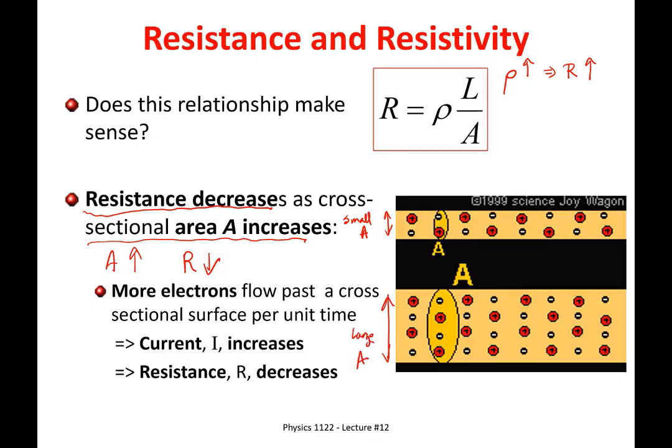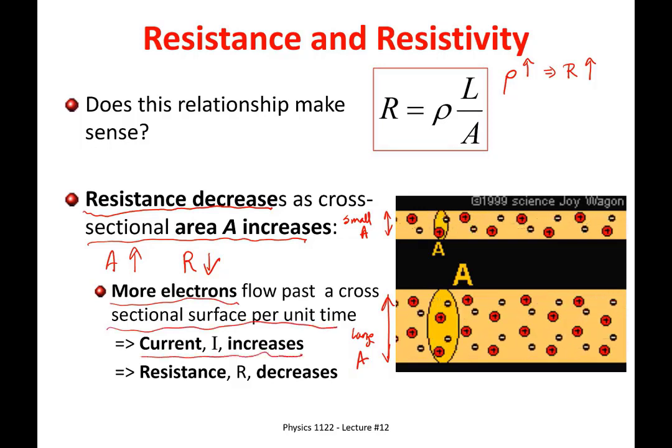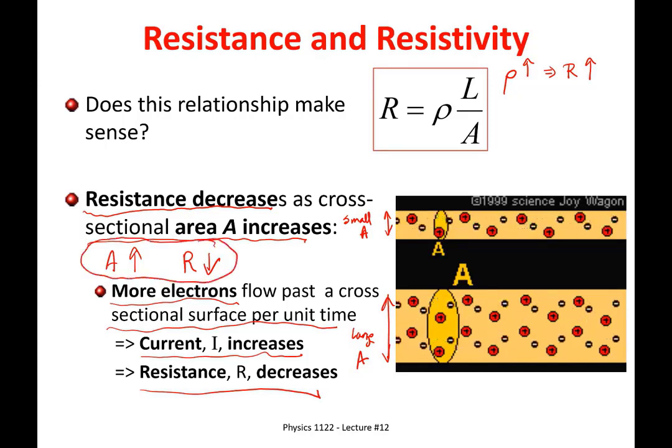And some positive ions are shown and then some conduction electrons. And if we activate the animation, we can see the flow of conduction electrons. And the conduction electrons are moving at the same individual rate, but there's simply more of them passing through the wire of the larger cross-sectional area. And more electrons flowing past a cross-sectional surface per unit time means that we would measure a larger current, and then we would say that the resistance decreases. So we get a lower resistance simply because we have more conduction electrons passing through a given cross-section for a thicker wire than we do a thinner wire.